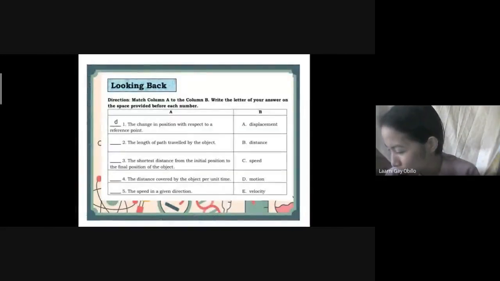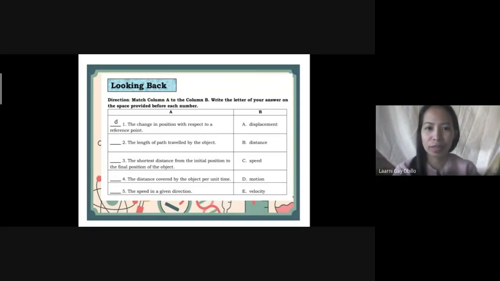The answer for number 1 is letter D. That is motion. When the position of an object changes with respect to a reference point, then movement has happened. So that is motion. Okay, Balrich for number 2.